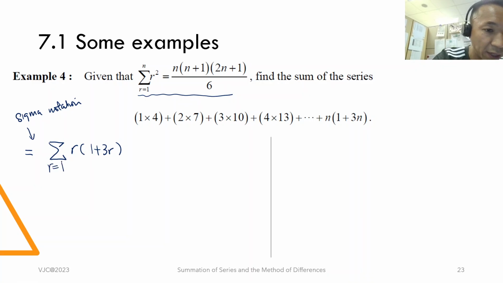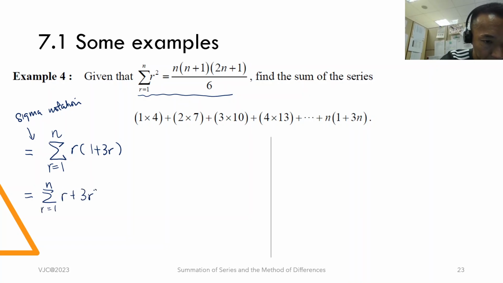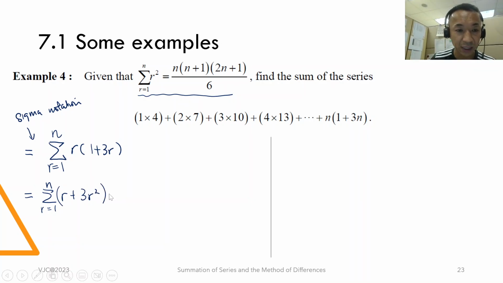Therefore, this is r equals 1. The last term, of course, taken from this last term here, will actually just be n. So we start like that. Let us then multiply it out. Good practice to put the brackets there, because if you don't, you don't know whether the summation is applied to the r or the 3r squared or just one only.